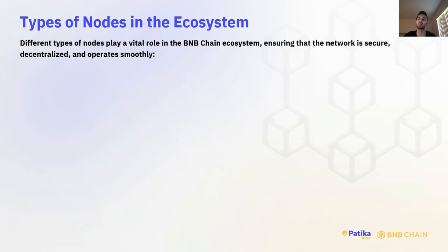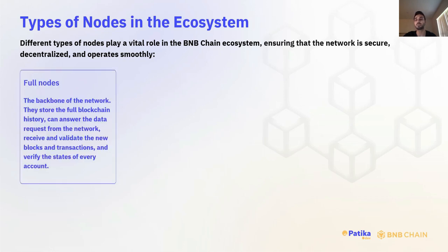Then we have the types of nodes in the ecosystem. Different types of nodes play a vital role in the BNB Chain ecosystem, ensuring that the network is secure, decentralized, and operates smoothly. What are full nodes? They are the backbone of the network. They store the full blockchain history, can answer data requests from the network, receive and validate new blocks and transactions, and verify the status of every account.